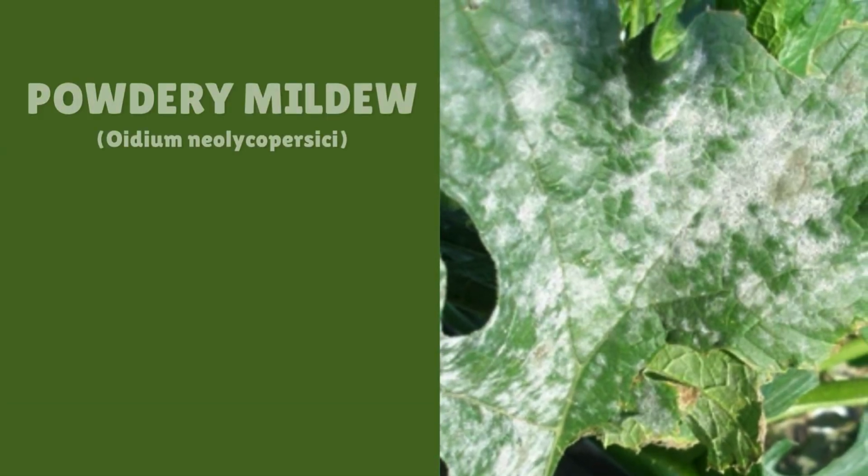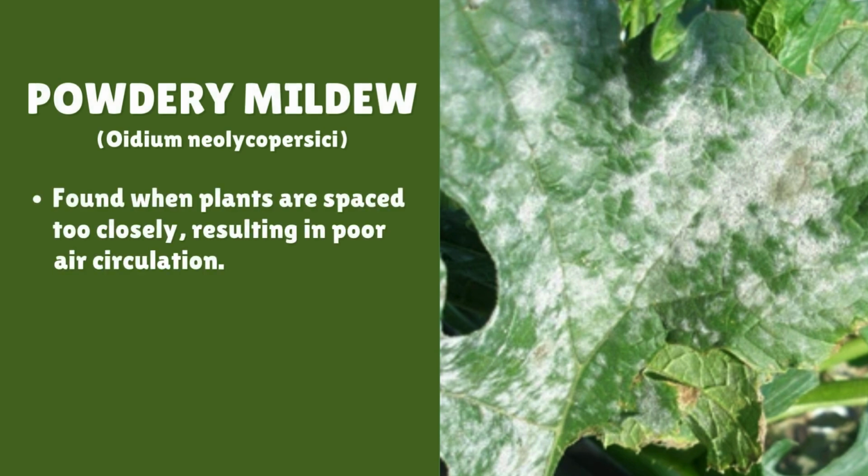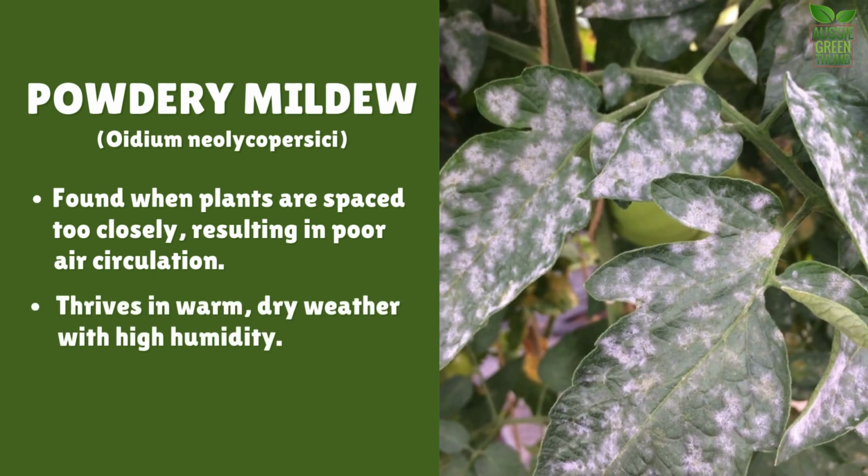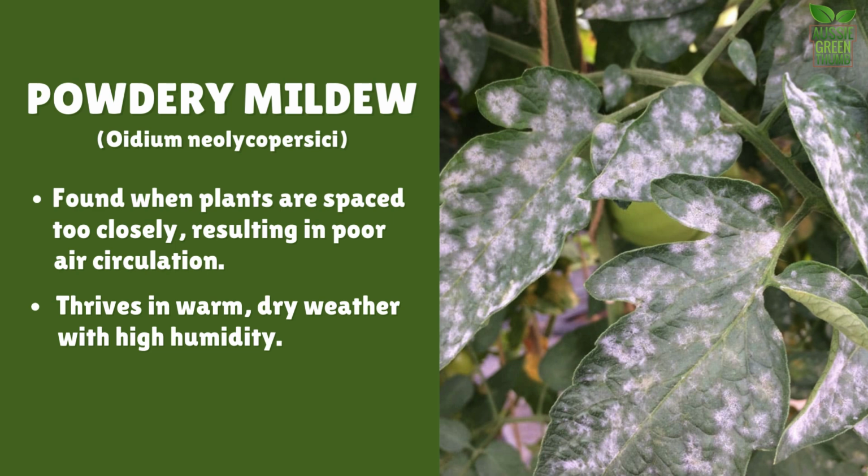Showing up as those telltale white powdery patches on leaves, stems, and even fruit, powdery mildew is a fungal disease that is usually found when plants are spaced too closely, resulting in poor air circulation. Unlike many other diseases, it thrives in warm, dry weather with high humidity, so don't be fooled by dry conditions.